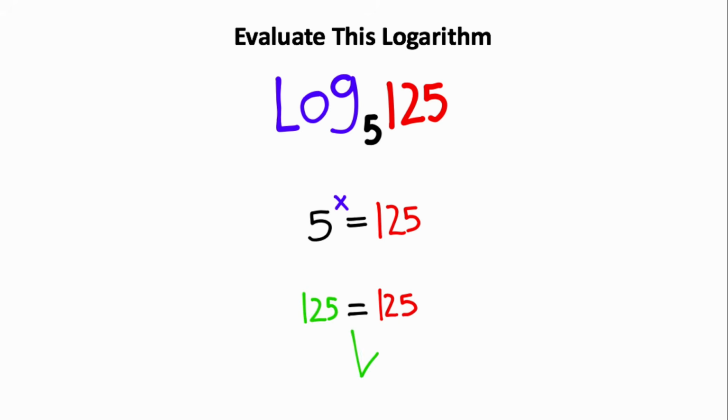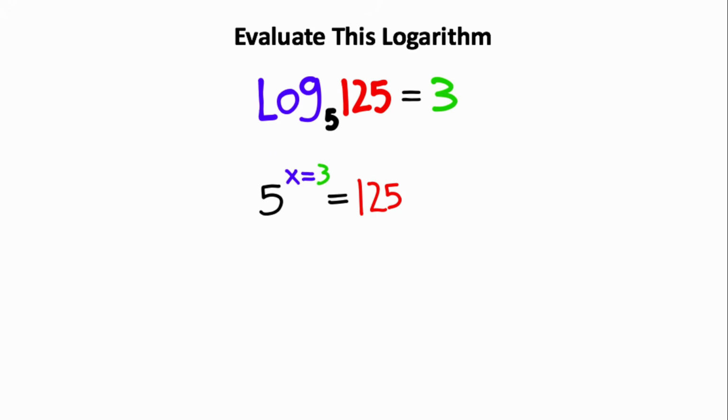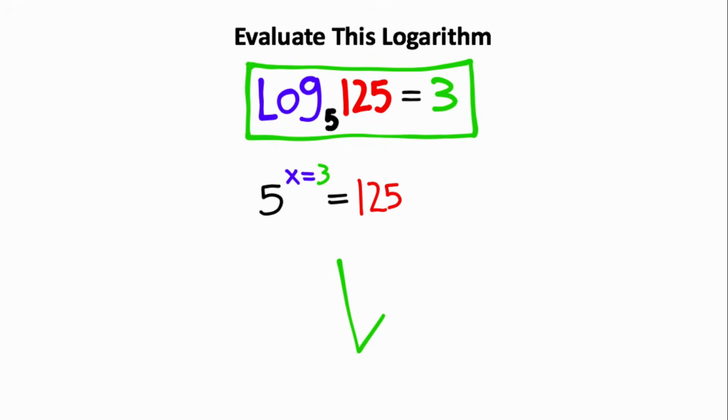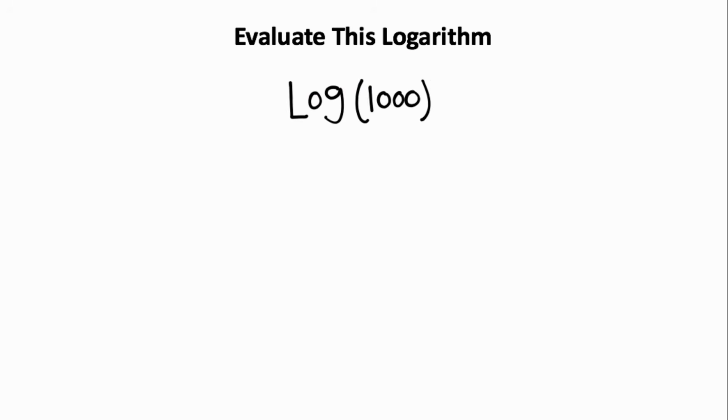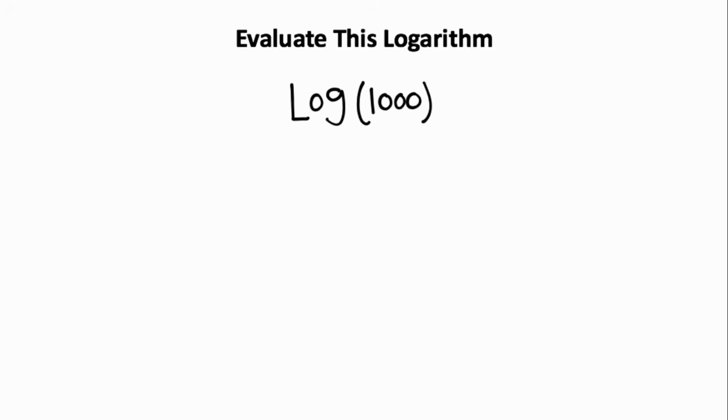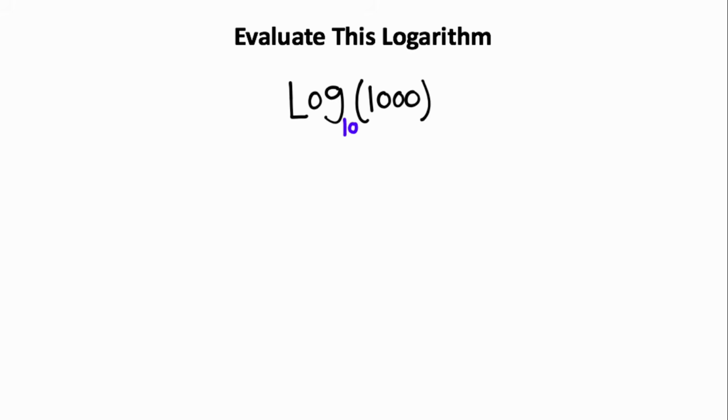Since this is a correct statement, our exponent is 3, which means that this logarithmic function up here is equal to 3. Now let's try a situation like this, where we have the logarithm of 1,000. Notice that there's not a written base on this logarithm. Whenever there's no base written, there's going to be an implicit 10 there. So logarithms have an implicit 10 as their base unless there's specifically a number listed down here. But if there's not a number there, then it's going to be 10.